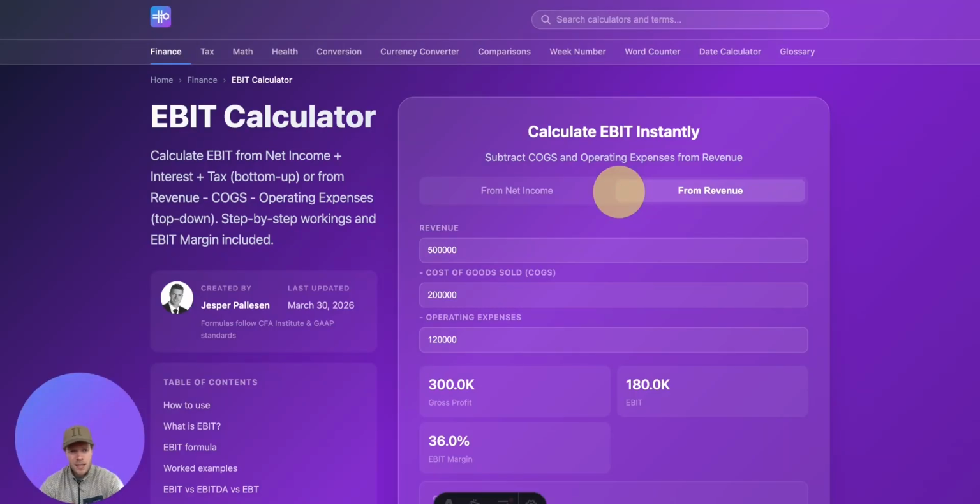So just take an extra 5 or 10 seconds to get the input right, and this calculator will be spot on every single time.